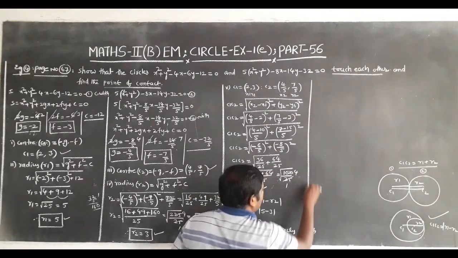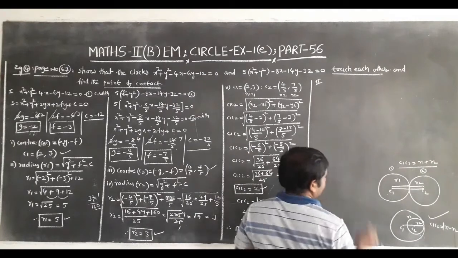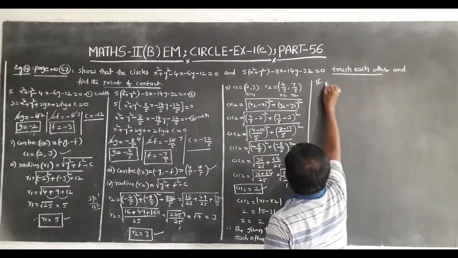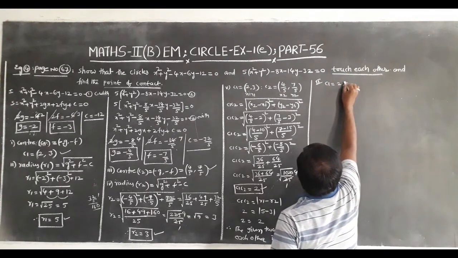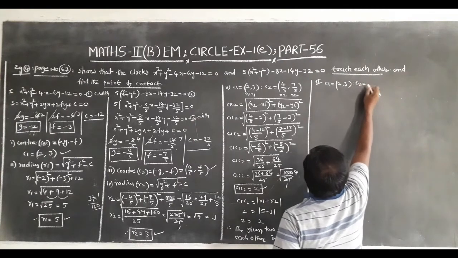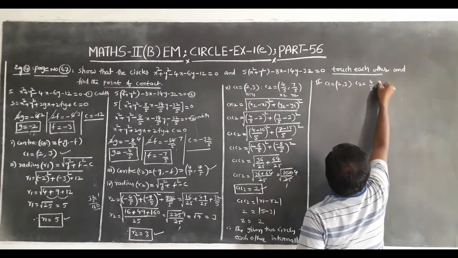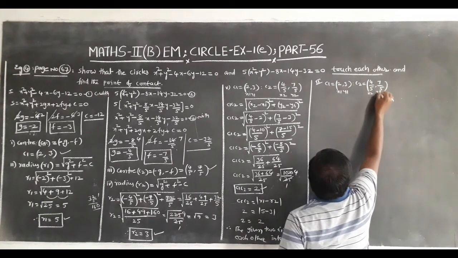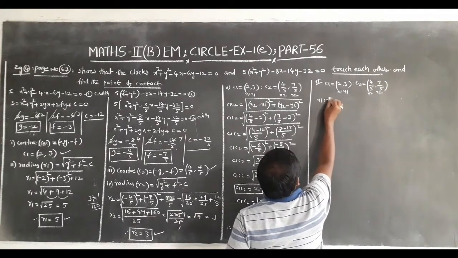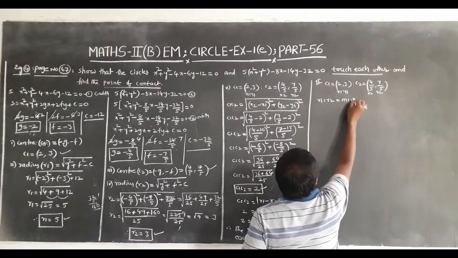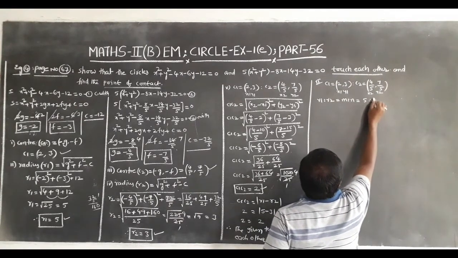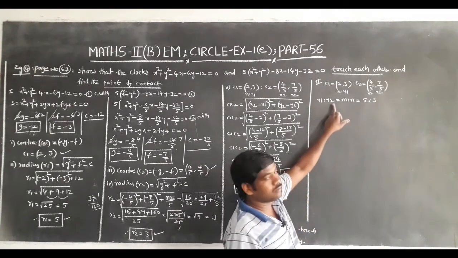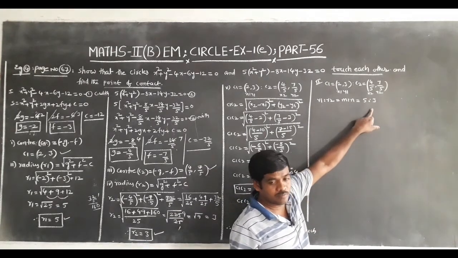Again, second part: find the point of contact. C1 is equal to (2, 3), C2 is equal to (4/5, 7/5). Let C1 be (x1, y1) and C2 be (x2, y2). Let R1 is to R2 be m is to n. R1 is equal to m, R2 is equal to n. R1 is to R2 is equal to 5 is to 3.